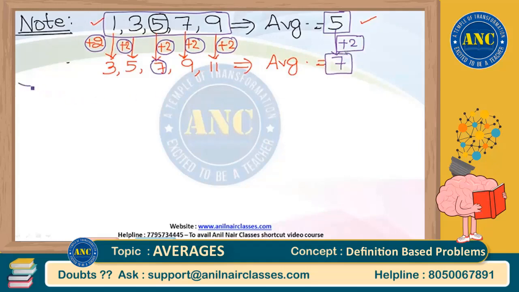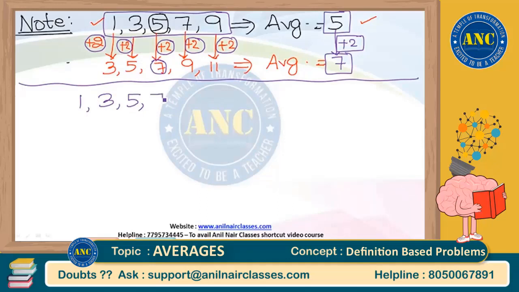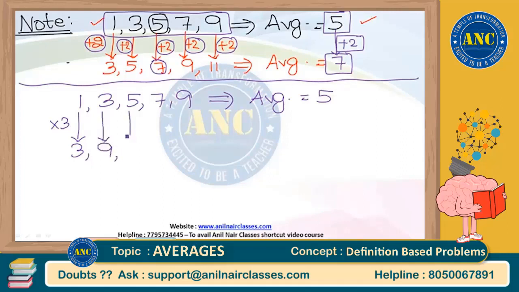Now, let me take another series. Let me take the same series for your information: 1, 3, 5, 7, 9. Original average is 5. I will multiply each number by 3, for example. 1 into 3, 3 into 3, 5 into 3, 7 into 3, and then 9 into 3 is 27.